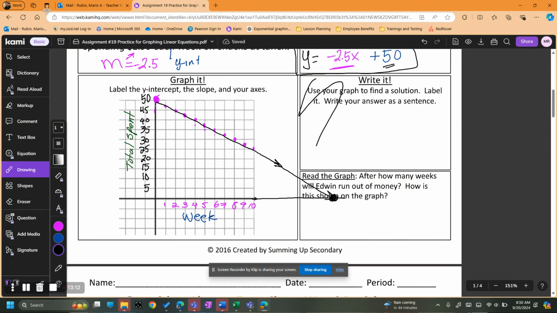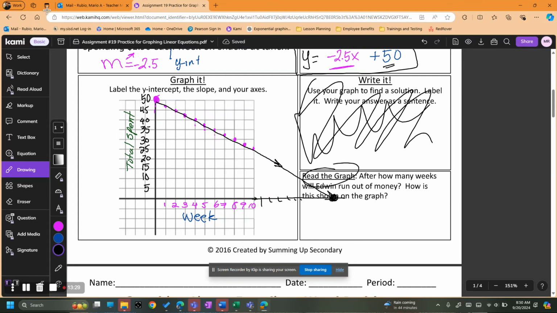Okay, remember, we're not going to use the write-it anymore. For the earlier problems, if you started it, I appreciate the effort, but I'm not going to check these, so don't work on these anymore. But we do have to answer these to read the graph. After how many weeks will Edwin run out of money? Obviously, we don't know because we've run out of graph and we can't be precise if we just estimate. So we're going to have to solve algebraically using the equation.